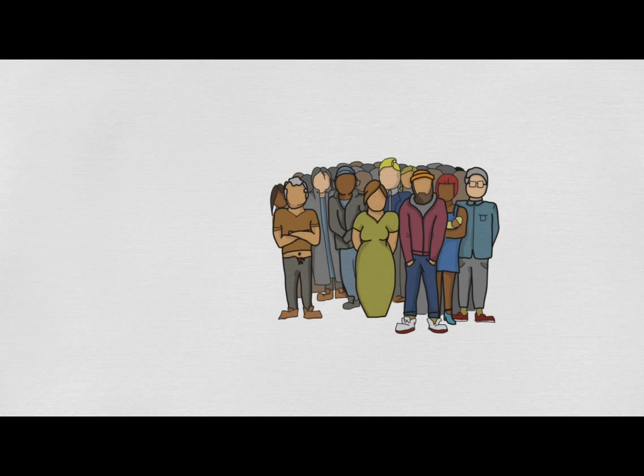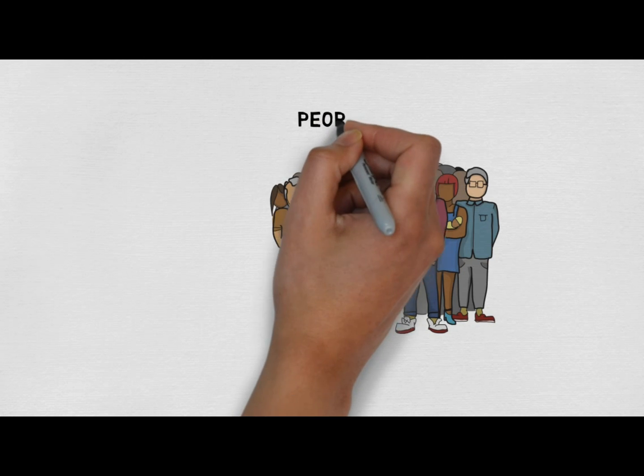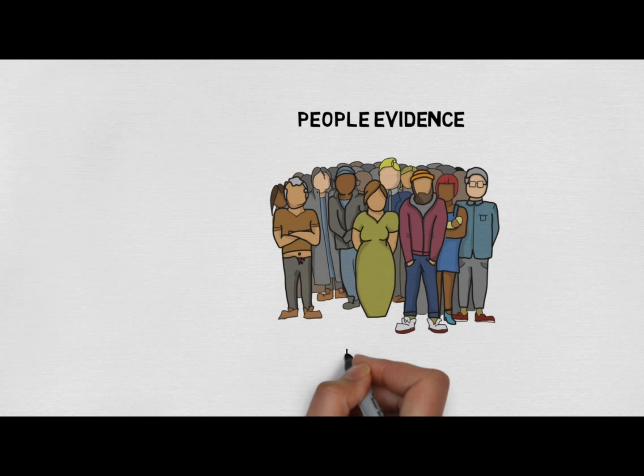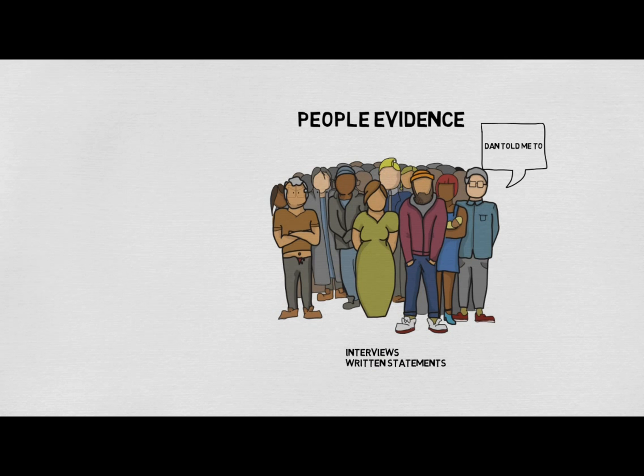Once the event occurs, we can gather 3 different forms of evidence. People evidence. This evidence is usually found by interviewing people that may know something about the event. If a name gets popped up during an interview, interview that person too. This evidence can also be written statements by people at the time of the event.